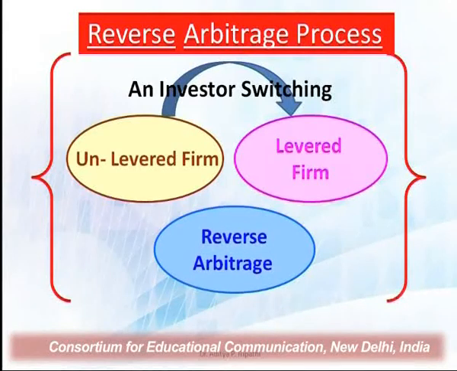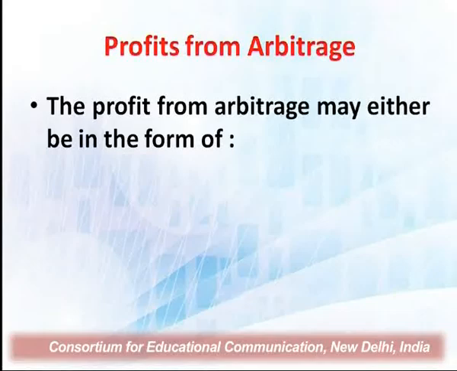So it is very simple to understand. Reverse of arbitrage is reverse arbitrage. So there are two types of firm: levered firm and unlevered firm. When you are switching from levered to unlevered, this is called arbitrage, and when you are going from unlevered to levered, that is called reverse arbitrage. So with this information in the background, now we can start understanding the arbitrage process.